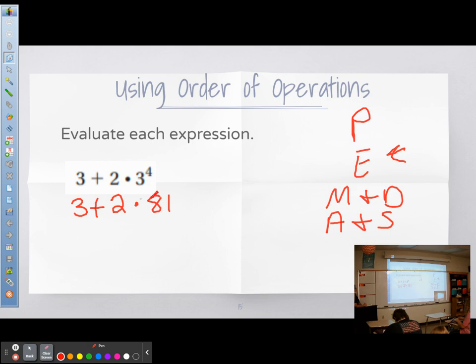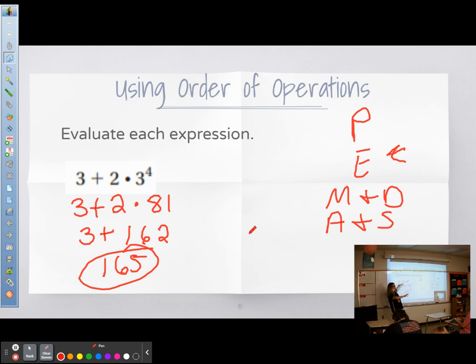Now you would need to multiply 2 times 81. So 3 plus 2 times 81 would be 162. And 3 plus 162 is 165. Now you have to show me each of these steps in order to receive credit. You can't just type this into your calculator and let your calculator do all the work. You have to do one step at a time and you have to show your work.